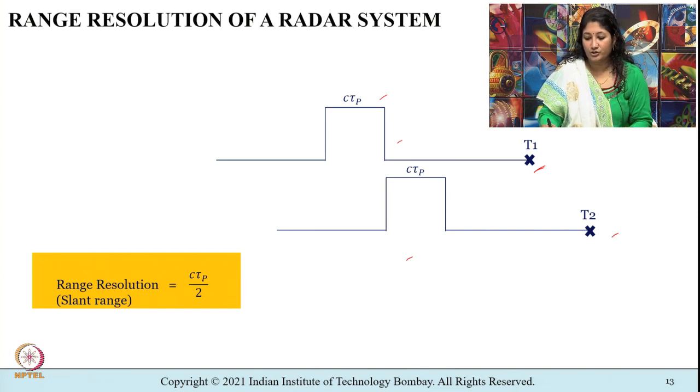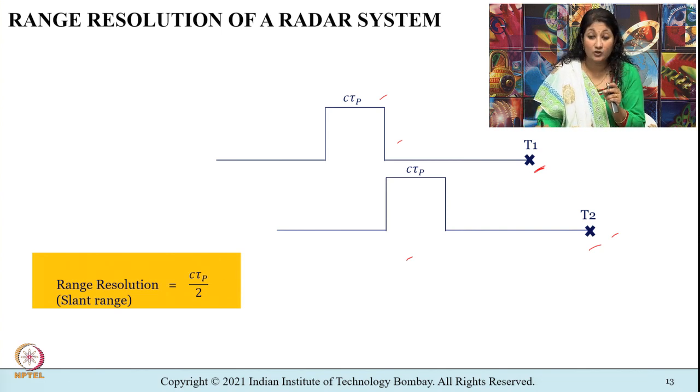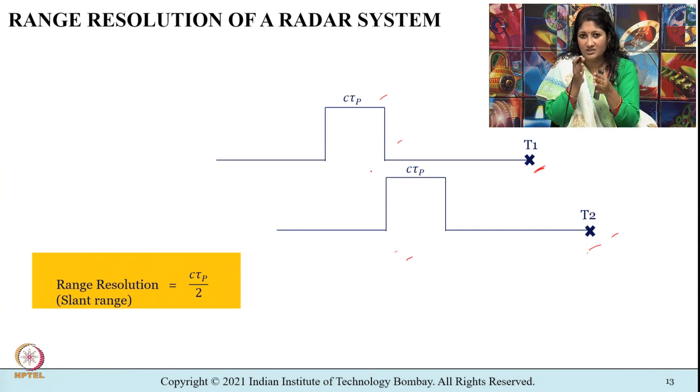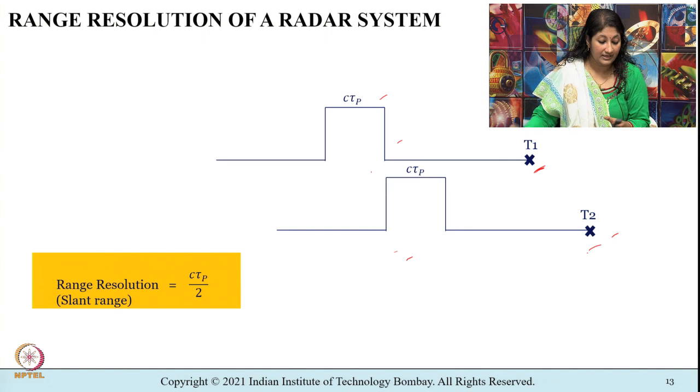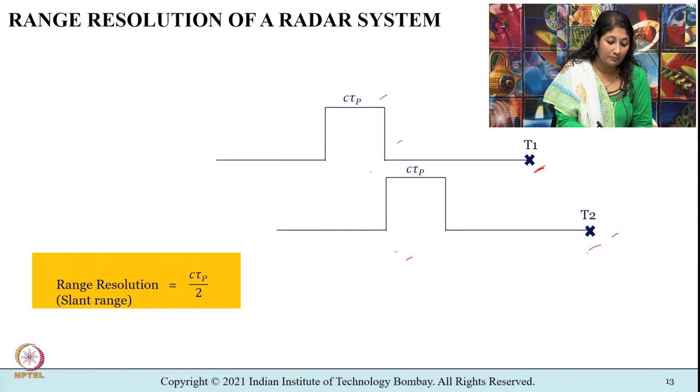To understand that, I am showing you T1 and T2, two targets. Obviously, the pulse that hits the target is going to be scattered in all directions with a small part of the return echo which is going to reach the satellite. So, the range resolution limit is when the front end of echo from T2 reaches T1 just as the tail end of the echo from T1 has left. And then the separation between T1 and T2 is known as range resolution, which is given by C tau p by 2. This brings us to a very important realization that the range resolution is dependent on the pulse length.